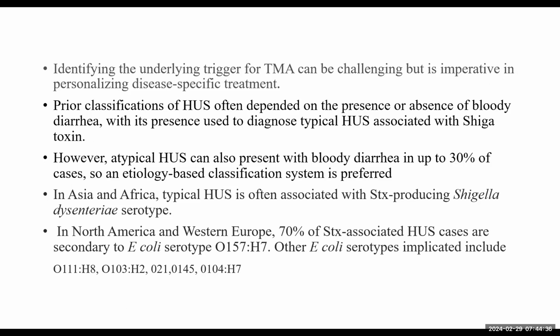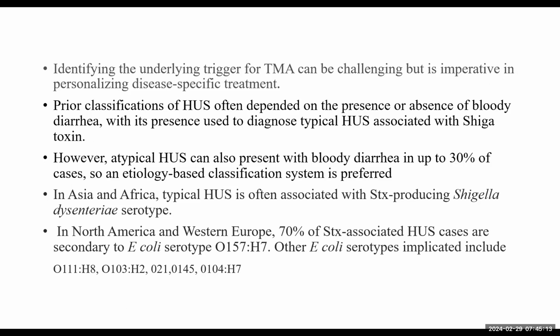But those patients that present with the typical triad without diarrhea are classified as non-diarrhea associated or non-Shiga toxin associated. However, the atypical HUS can also present with bloody diarrhea in about 30% of these individuals. So presence or absence of diarrhea may not necessarily differentiate typical from atypical HUS. So in Asia and Africa, typical HUS is often associated with Shiga toxin producing Shigella, while in North America and Western Europe, 70% of Shiga toxin associated HUS cases are secondary to E. coli serotype O157:H7.